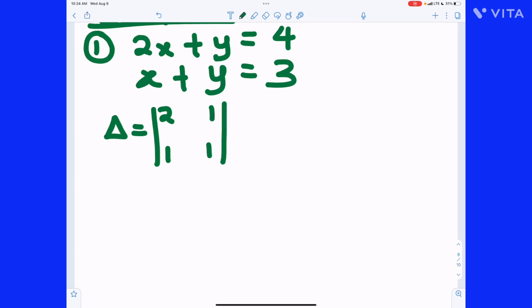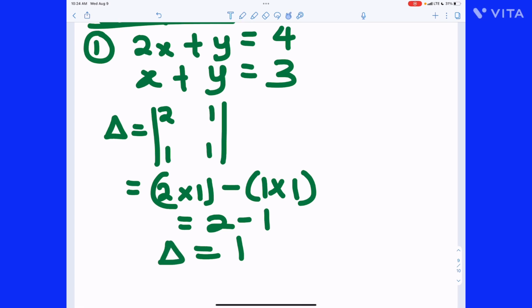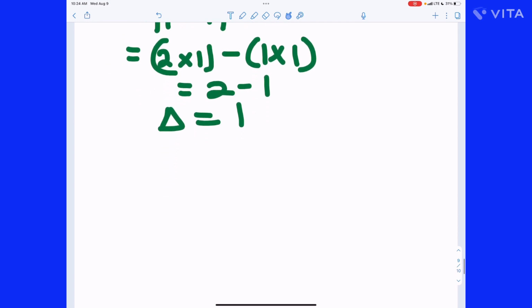And find this determinant. What will this determinant give me? 2 times 1, this diagonal, minus 1 times 1, this diagonal. That gives me 2 minus 1, which is 1. So the determinant of the matrix of the coefficients on the left is 1.